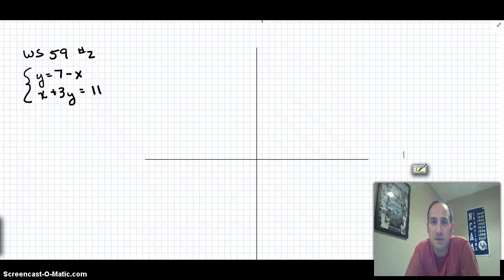Like, what if x equals 0? If x would equal 0, then we'd have 7 minus 0 for y. That gives me an easy point to graph. 3, 4, 5, 6, 7. There's (0, 7) right there.